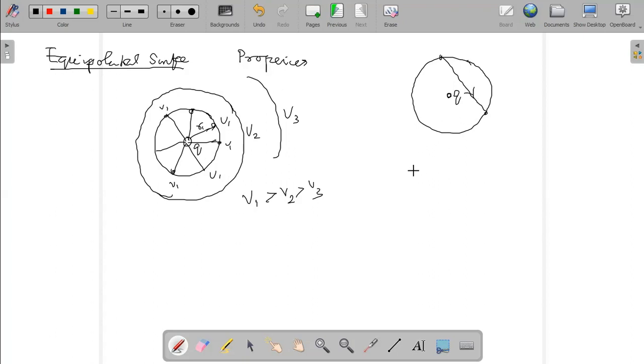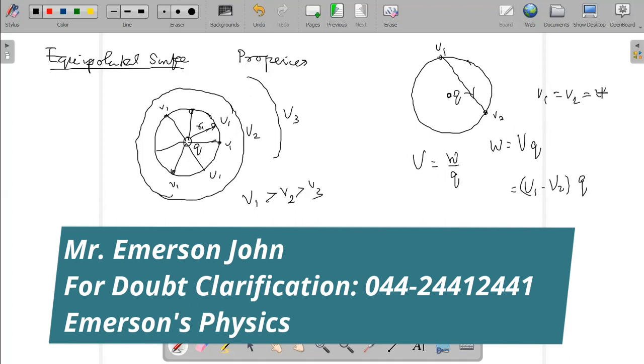The work done formula என்ன? Potential formula, work done by a charge. அப்போ work done க்கு என்ன formula? Potential into charge. அப்போ இது test charge. அப்போ potential V1 minus V2, potential difference into charge. Here it is clear. அப்போ இந்த points same potential. V1 V2 in equipotential surface, so it is V. அப்போ V1 minus V2 is 0, into Q.